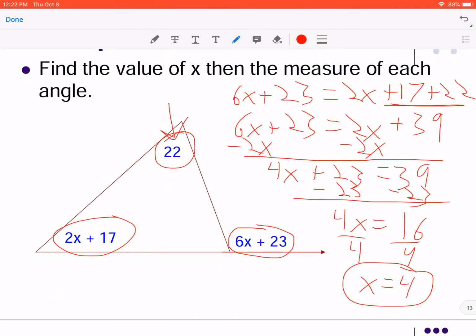Well, you know that one's 22. Well, what's 2 times 4? 8. What's 8 plus 17? This angle should have been 25 degrees. This is 6 times 4. That's 24. What's 24 plus 23? This one should be 47 degrees. That's it. All you got to do.